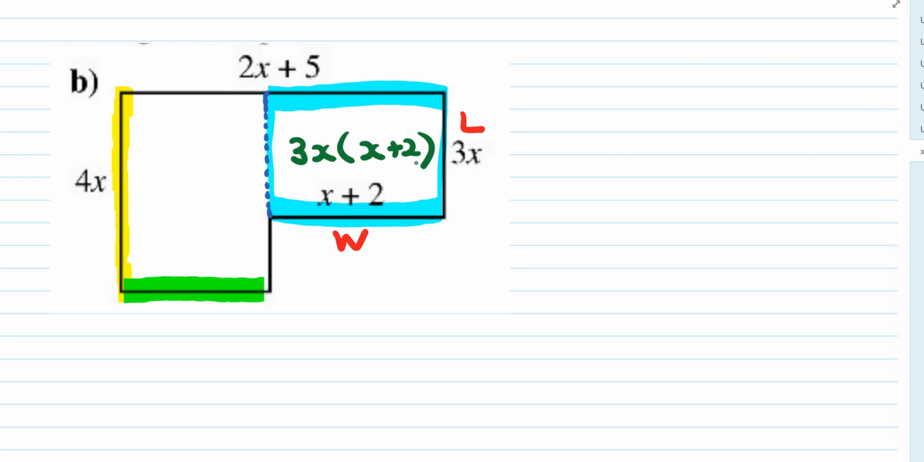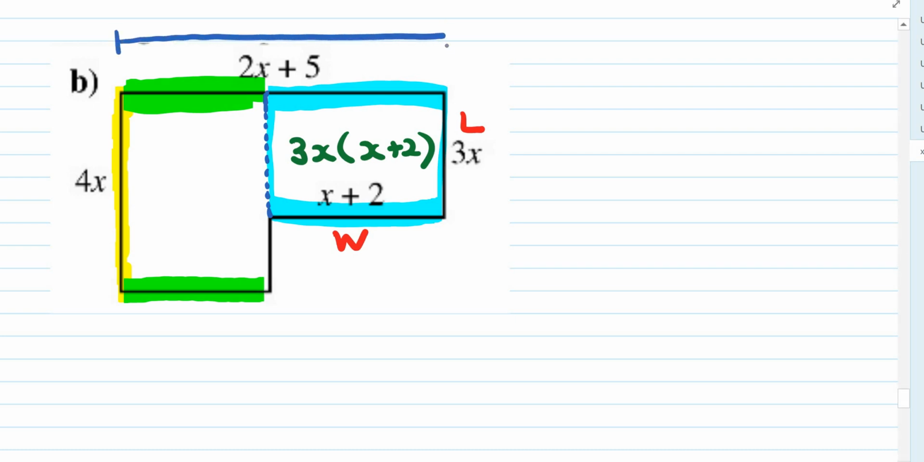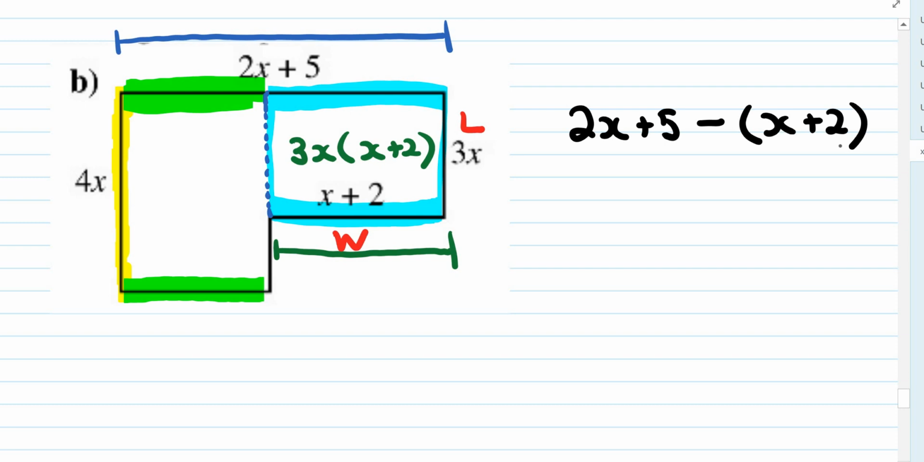And in order to find the area of the green rectangle, we need to find the length of this green side right there. That's not too hard to figure out, because we know this entire length is going to be 2x + 5, and we also know that this length right here is x + 2. So we just need to subtract the green line from the blue line. The blue line has the expression 2x + 5, and we just need to subtract the green line, which is x + 2.